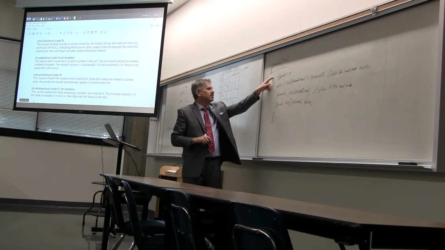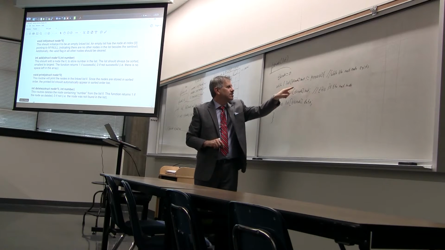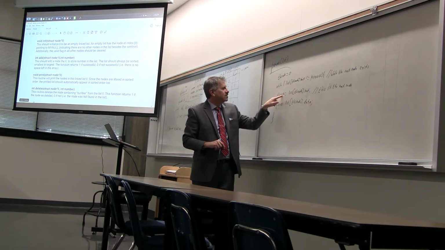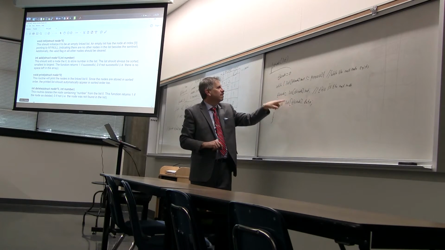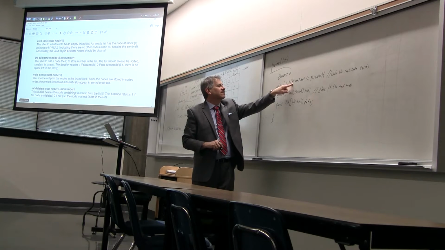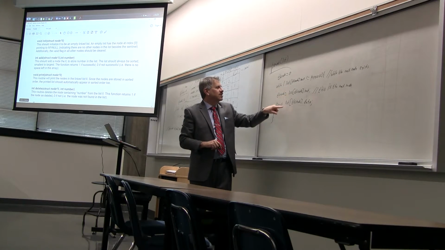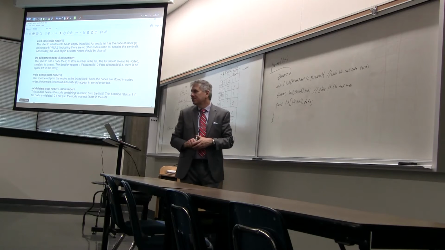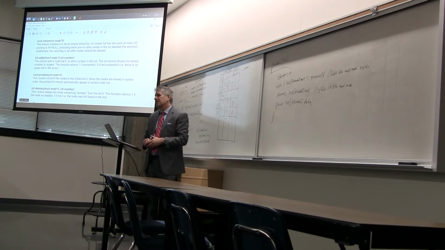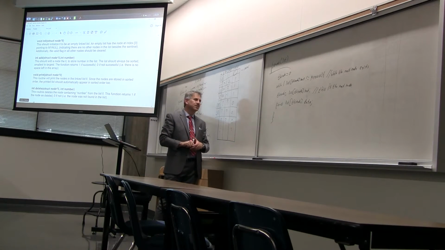So start with the sentinel. If the next node exists, move to that next node, print out the data. Look at the next node after that. If that's not null, move to that new node, print out the data, and so on. That should work on an empty list. It should work on a non-empty list.